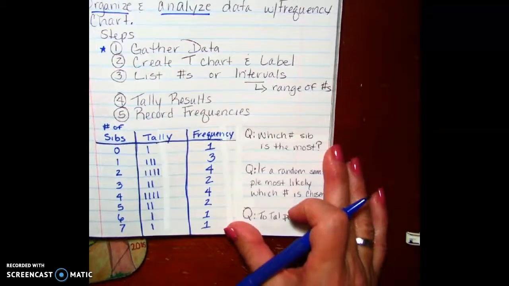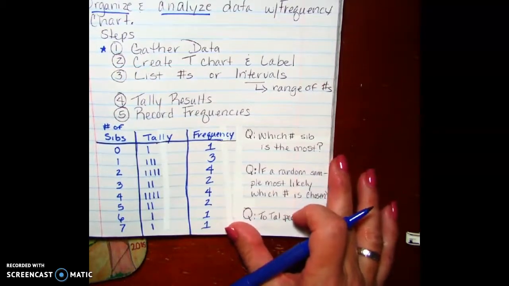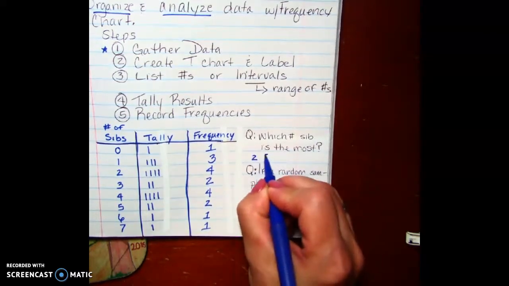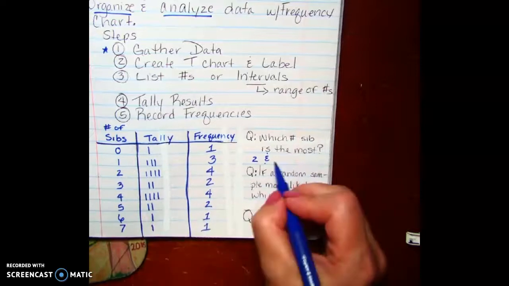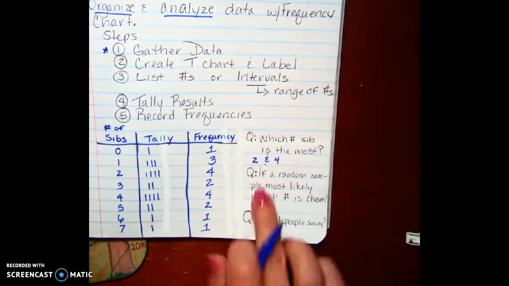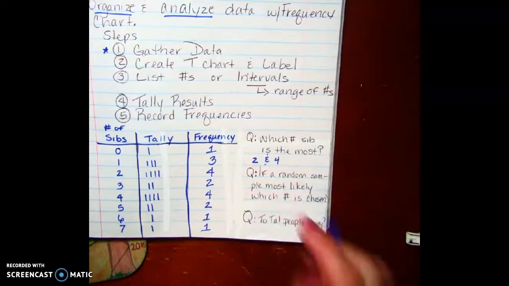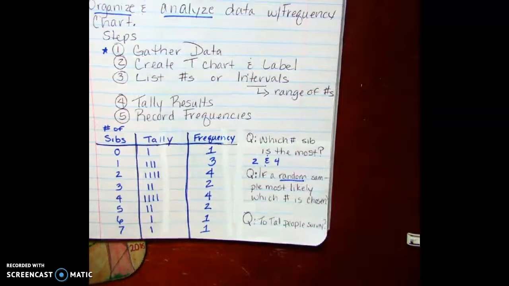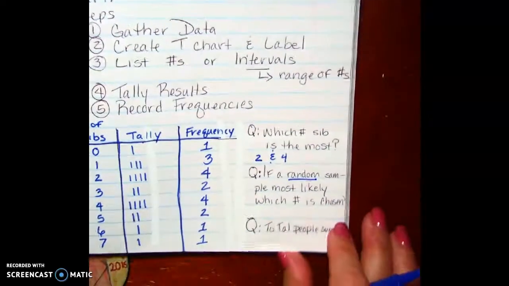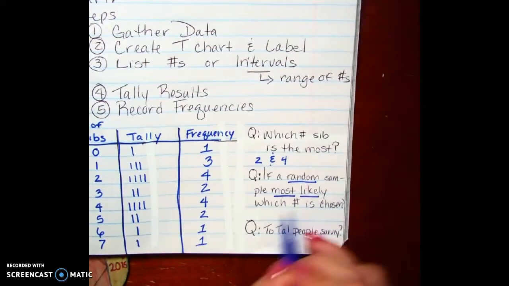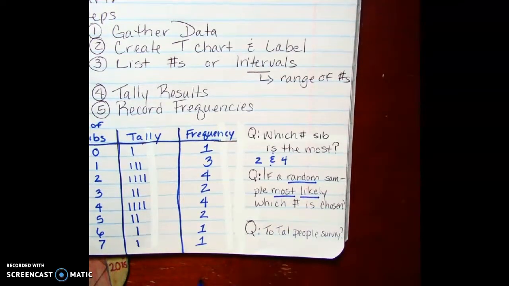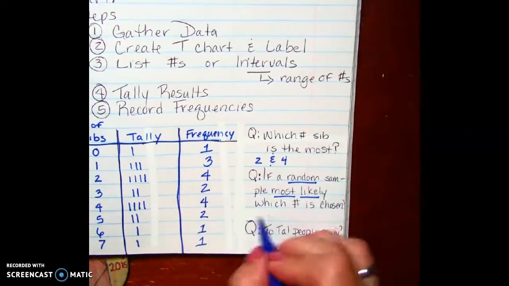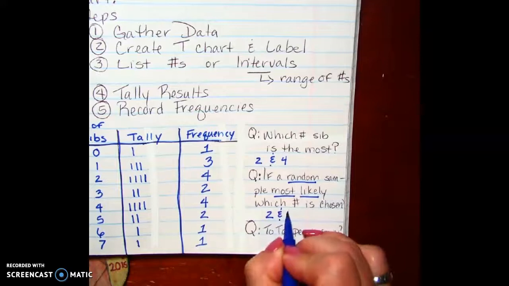So which number of siblings is the most? Well, we have 2 here. So we would say 2 and 4. If a random sample, random meaning if I were to just walk up to you on the street and say, hey, how many siblings do you have? Which number would most likely be chosen? Well, that goes back to 2 siblings or 4 because those have the most. So I would say 2 and 4.